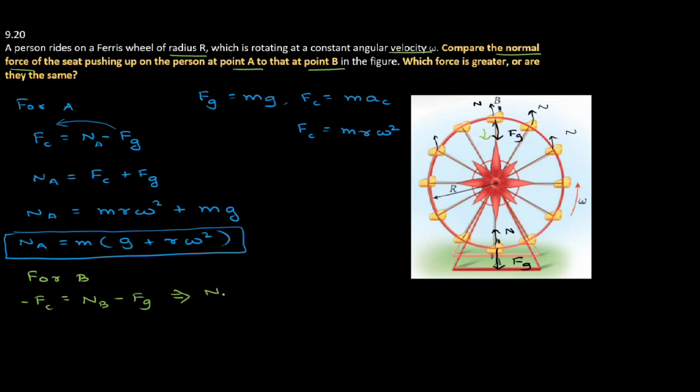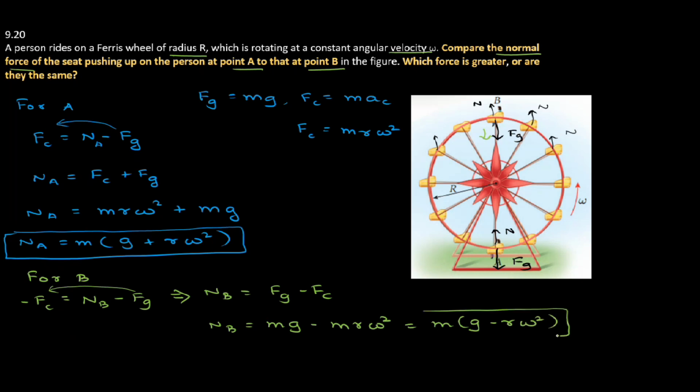So I get NB, move Fg to the other side, and when you do that, it becomes positive Fg minus Fc. Again, substitute for Fg and Fc as mg and mr omega squared. So you get NB equals mg minus mr omega squared. Take m as common out and you get m times g minus r omega squared. So this is the value of normal force at point B.